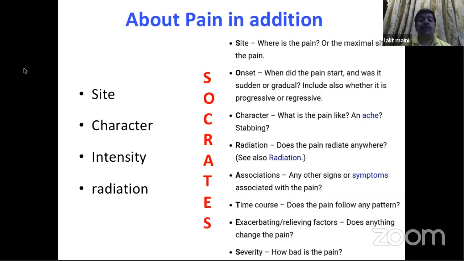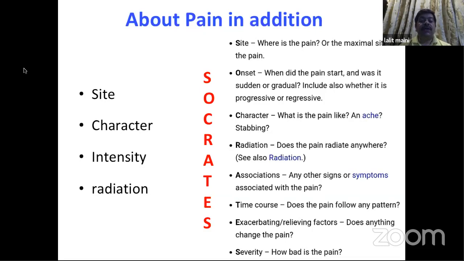So another mnemonic is there to help you, which is by the name of SOCRATES. So each letter means something. S for site, where is the pain? O for onset, when did the pain start? And whether it was sudden, gradual. The character, what is the pain like? Is it stabbing or throbbing or dull aching? Radiation, does the pain radiate anywhere?